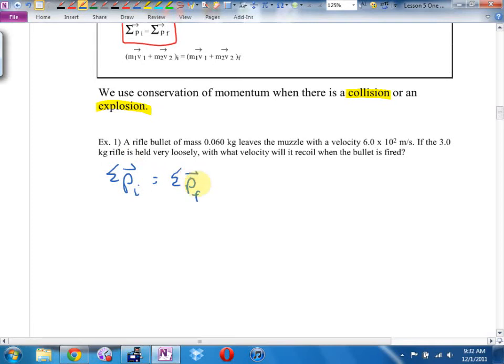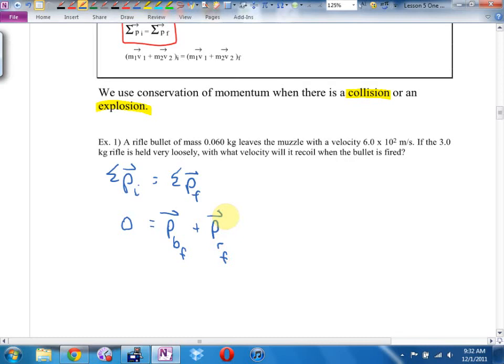What two objects are mentioned in this question? Okay. How fast is the bullet traveling before we pull the trigger? How fast is the rifle traveling before we pull the trigger? So here's my question. What's my initial momentum at the beginning? You know what that means my final momentum is? It's going to be zero, except we're going to use the zero on the right, on the left-hand side, and we're going to actually say this is going to be the momentum of the bullet final plus the momentum of the rifle final. B for bullet, R for rifle. Is that okay?